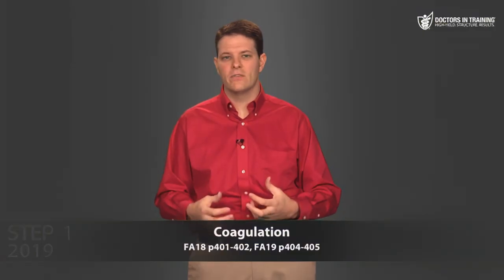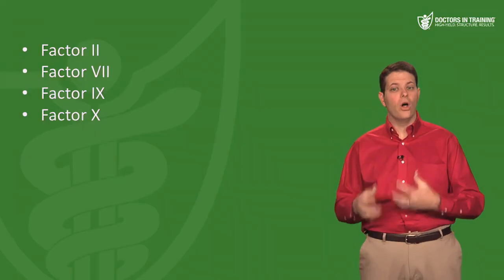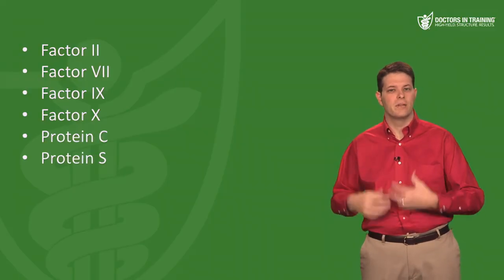And in the next video, we're going to talk about how the anticoagulant drug warfarin inhibits the generation of several coagulation factors, specifically factors 2, 7, 9, and 10. But it also inhibits the production of protein C and protein S.